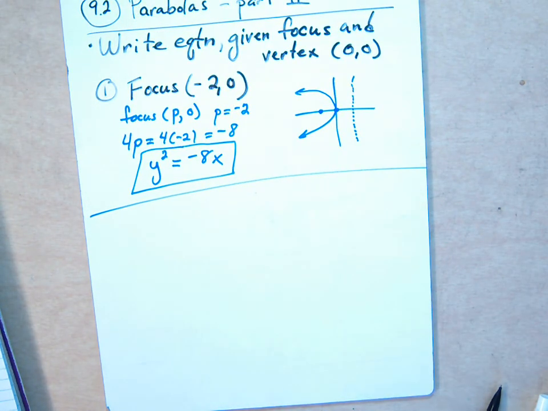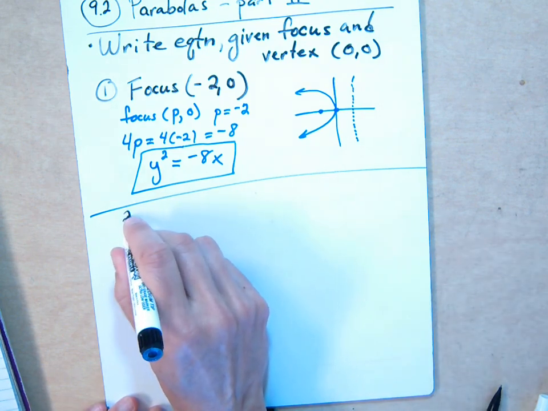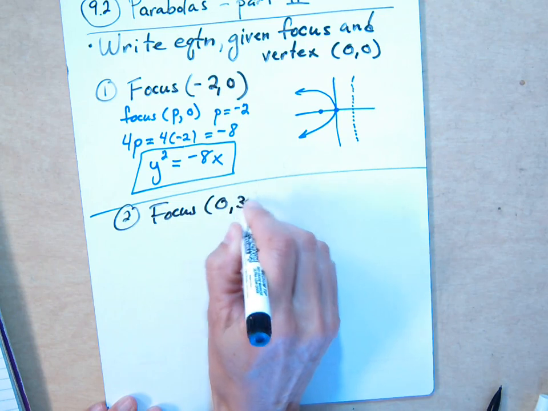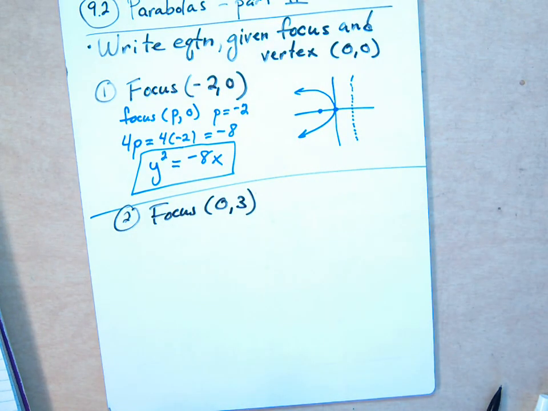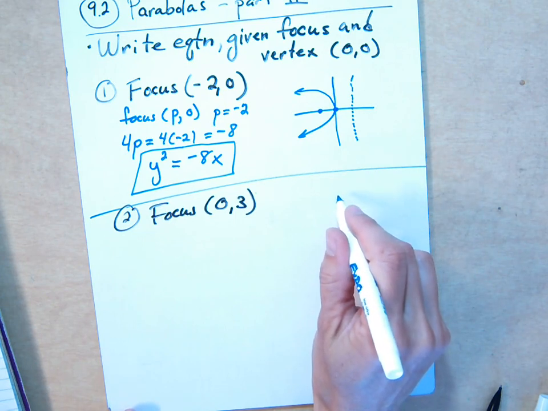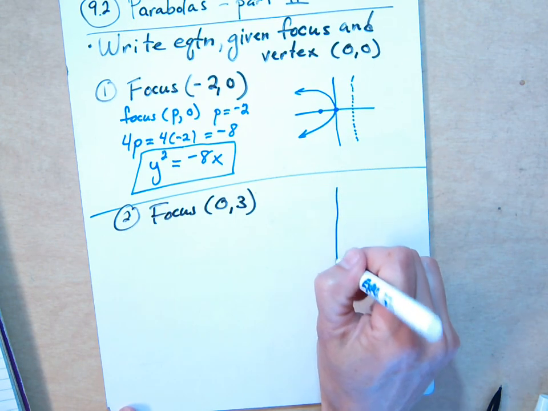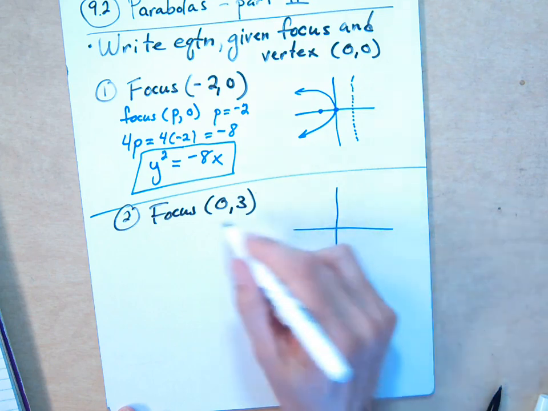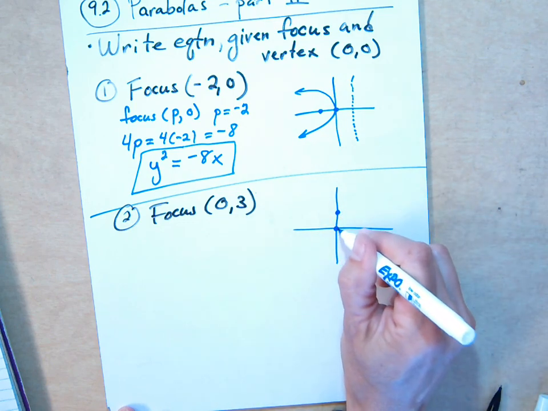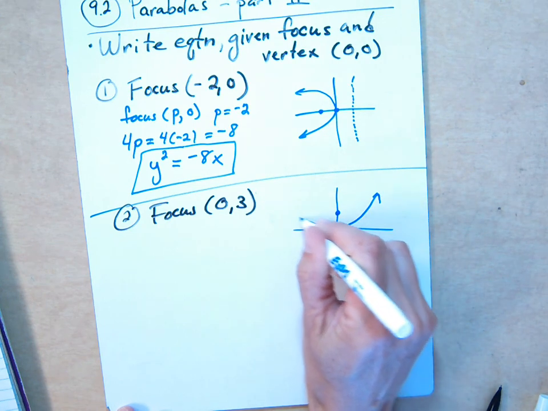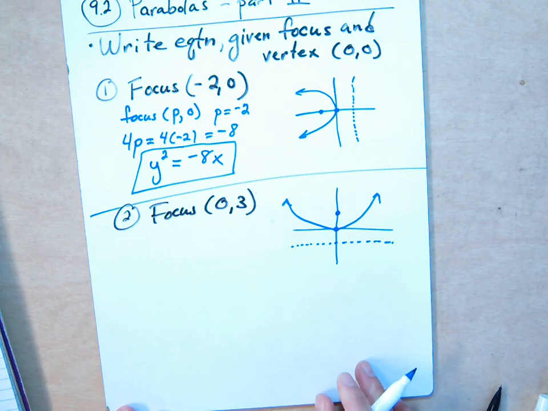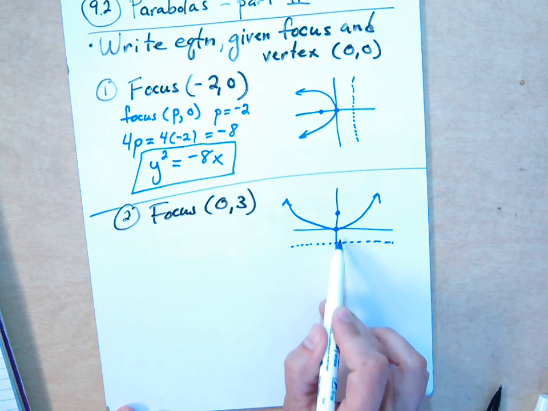Let's try this one. If I tell you the focus is at 0, 3. Right away you know it opens up because the focus is along the y-axis, and it always opens in the direction of the focus. So the focus point 0, 3 is right here. You know the vertex is here, so you know it opens like that. This is what I want you to sketch in the worksheet. The directrix is on the other side, equidistant.